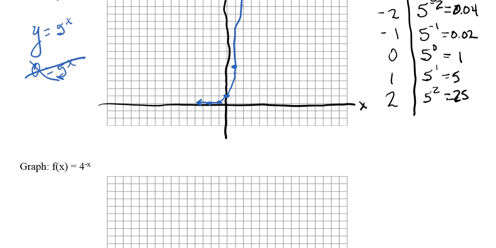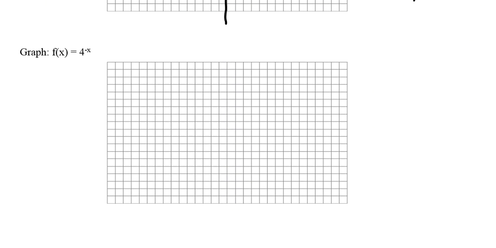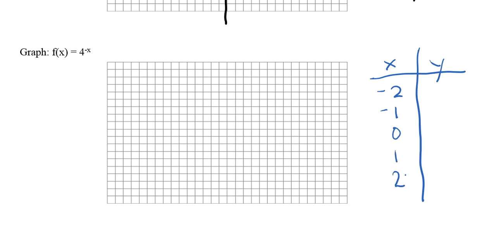So let's go ahead and look at the next one. We're going to do the same type of thing. We're going to create an X and a Y table. We're going to pick some X's to plug in. I tend to just try and be symmetric. You could do other ones if you wanted to. We're going to plug that in.